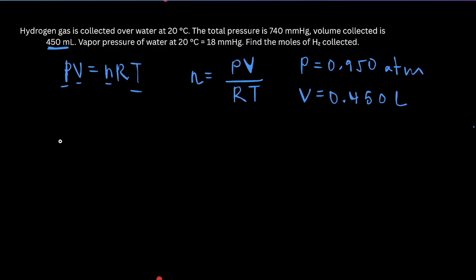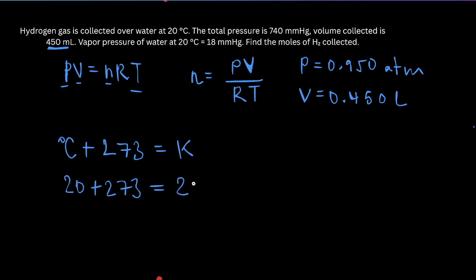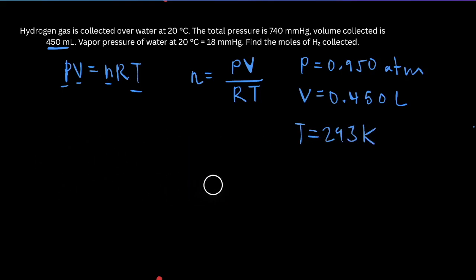How do we do that? To go from Celsius to Kelvin, we simply take our temperature in Celsius and add 273. So we take 20 plus 273, giving us 293 Kelvin. Our temperature is 293 Kelvin. Now we have enough information to plug and chug and get our answer.